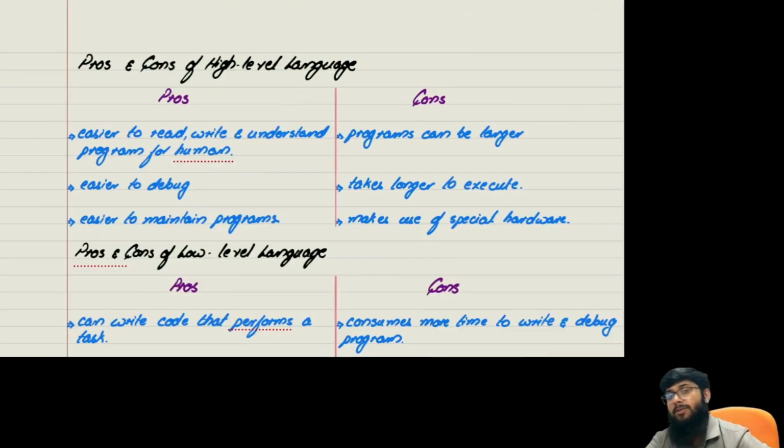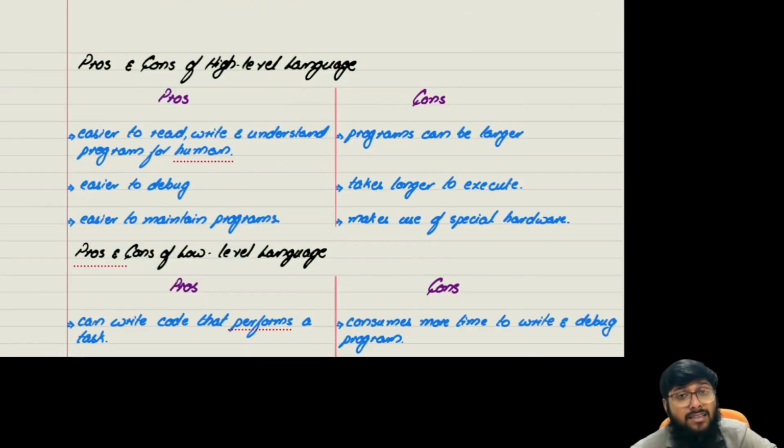Now, coming towards the pros and cons of a high level language. Number one, what is the pro? They are easier to read because it's in human understandable format, obviously, but the programs could be larger. Programs might take more space, more memory capacity. Programs might take longer to execute. So these are the disadvantages of a high level language. Takes longer to execute, makes use of special hardware. They are utilizing special hardware as well.